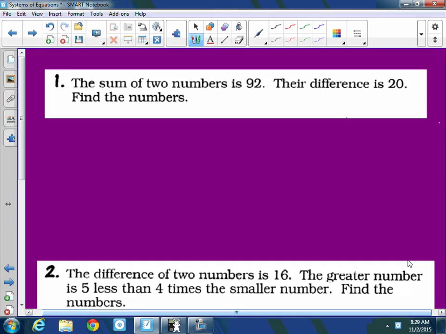Now, their sum is 92. So what do you think you have to do with the x and the y? Add them together, and it should be equal to what? 92. So x plus y equals 92. Their difference. What does difference mean? Subtraction. So that means x minus y equals 20.